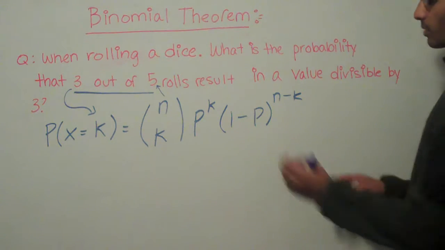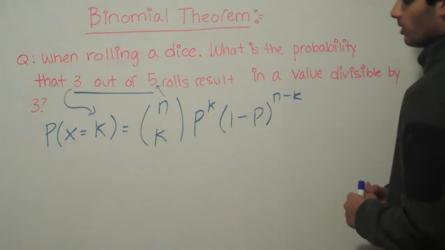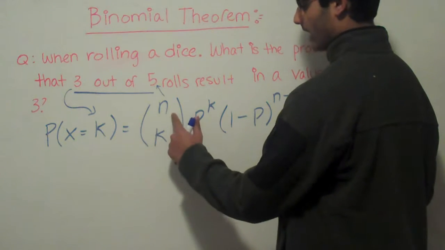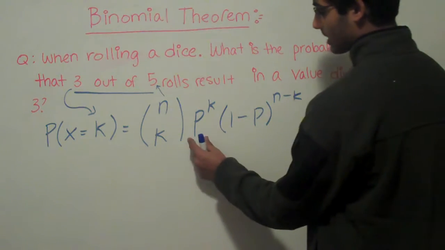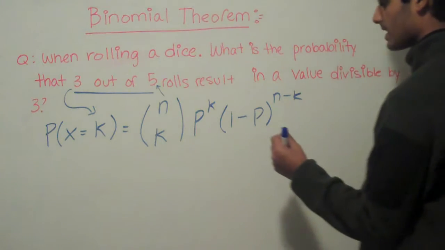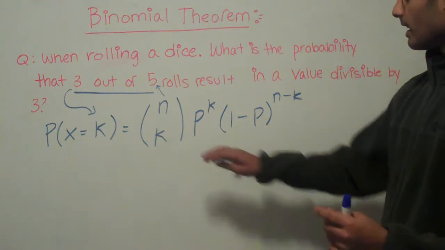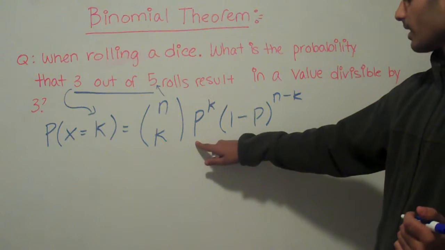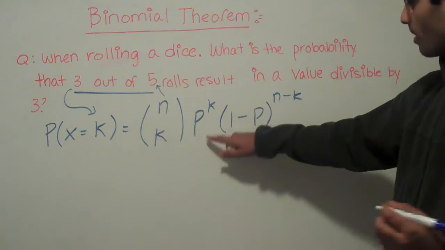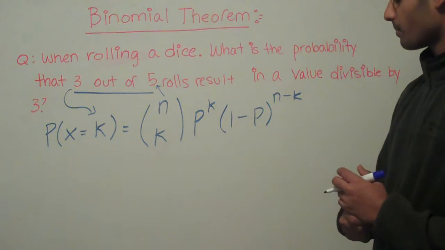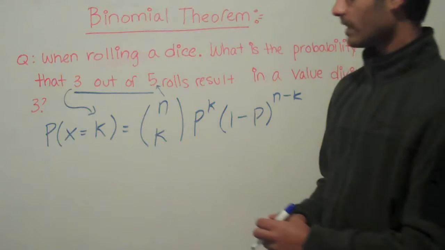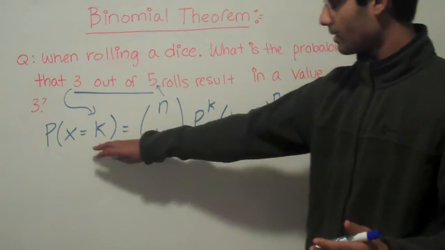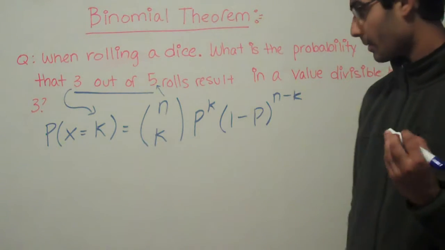Okay, so now let's break down what we have here. We have the combination n choose k. Simple as that. The next thing is we have the probability of a success. So, let's see why we have the probability of a success to the kth power. So let's say you want the probability of a success, and we know that k is the number of successes that we have.